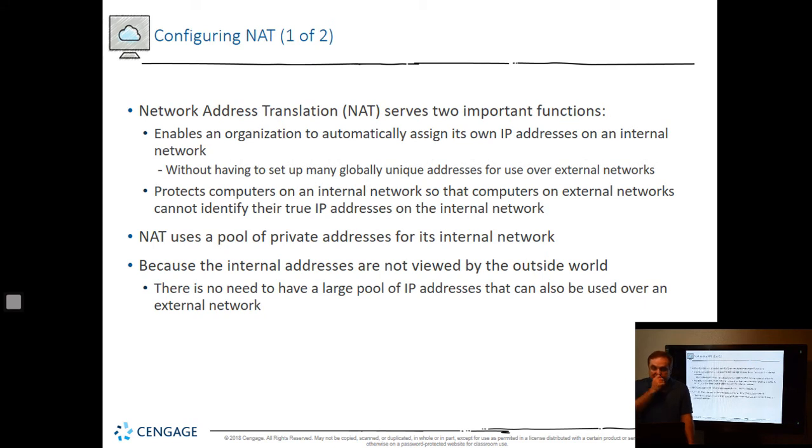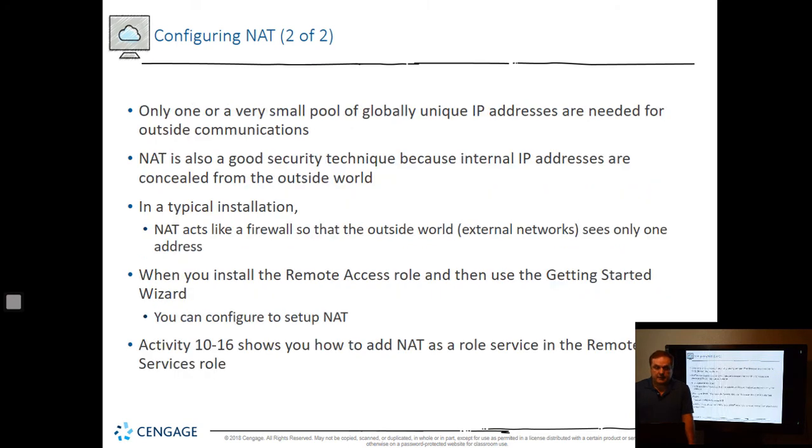Network address translation. This hides all the inside IP addresses from the outside world. So if you're on a 192.168.0 network and you all go out through the firewall to the internet, you don't want people knowing your IP address. So network address translation basically hides, it's called hide NAT, your IP address from the rest of the world. So it only sees the public IP address your firewall came from and not your private address. Only one or a very small pool of public IP addresses are needed to make this work.